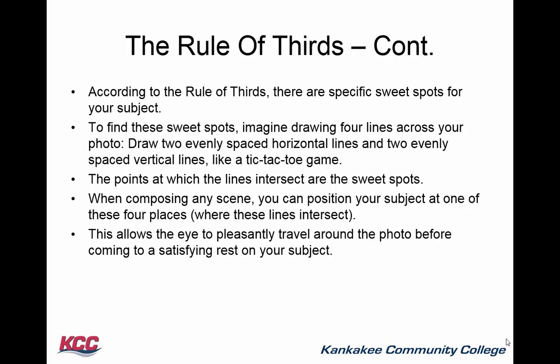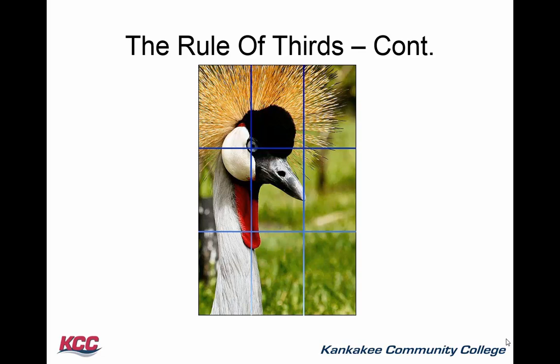According to the rule of thirds, there are particular sweet spots for our subject. What we're going to do is imagine drawing 4 lines across our photo. 2 of them go horizontally, 2 go vertically, and they're evenly spaced. Think of a tic-tac-toe. The points where the lines intersect are our sweet spots. When we're composing scenes or photos, we want the subject matter to line up where those lines are crossing. Let's take a look at an example.